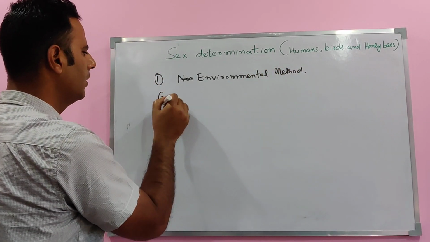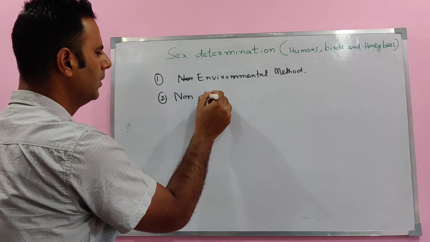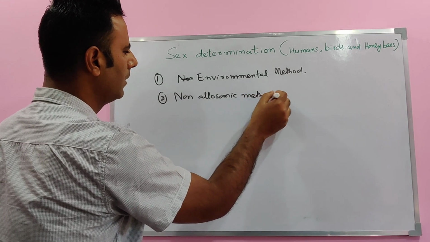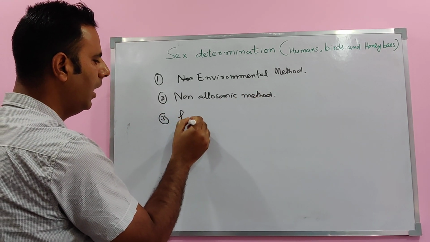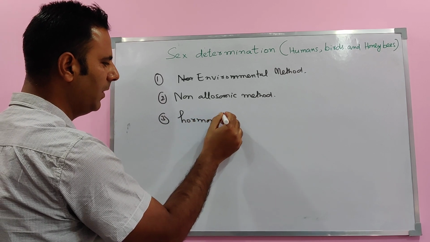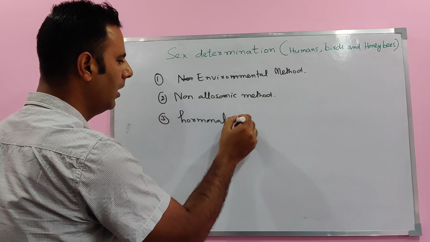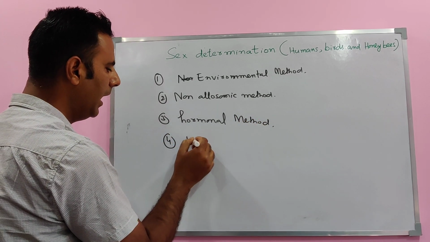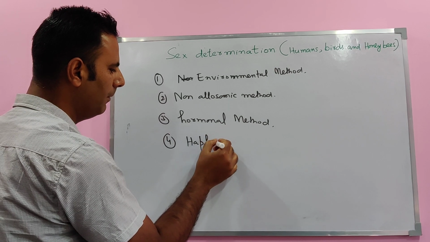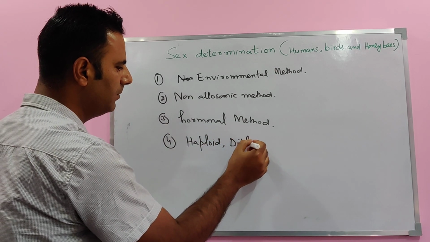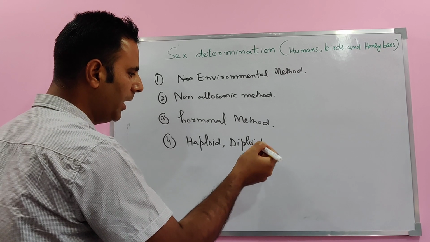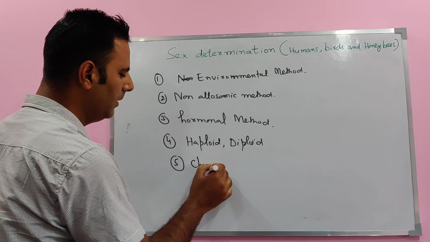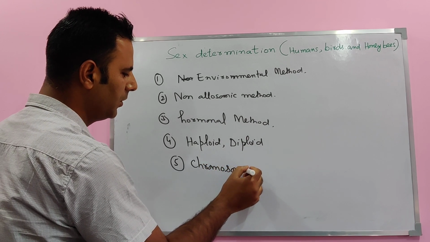The second method is the non-allosomic method of sex determination. The third is the hormonal method. Hormones may be determining the sex. The fourth is the haploid-diploid method of sex determination. Here the haploidy and diploidy may tell us what is going to be the sex. And the last is the chromosomal method of sex determination.